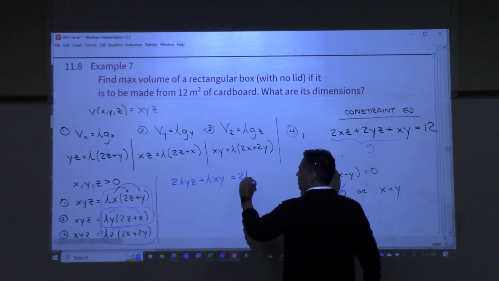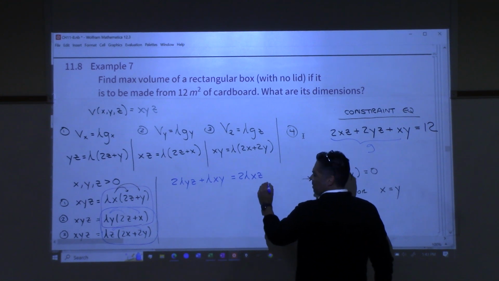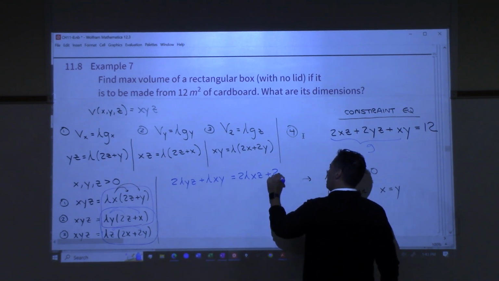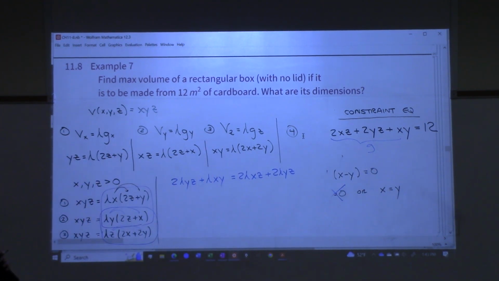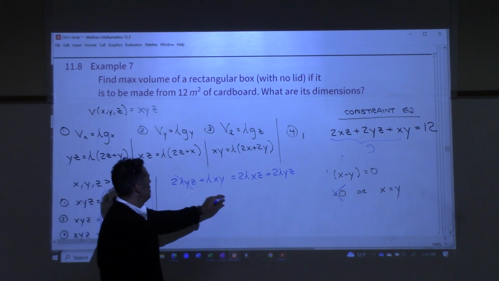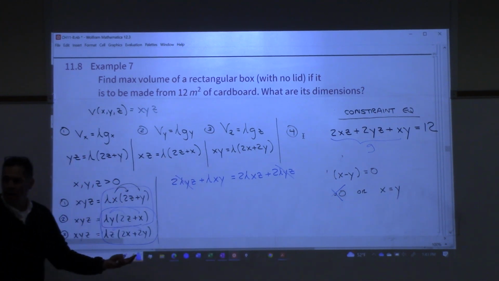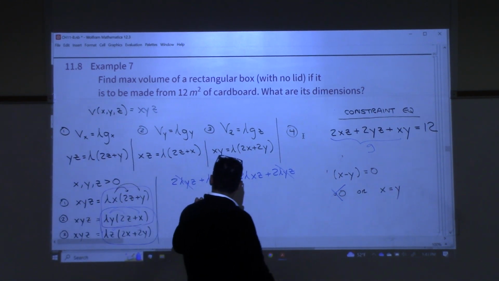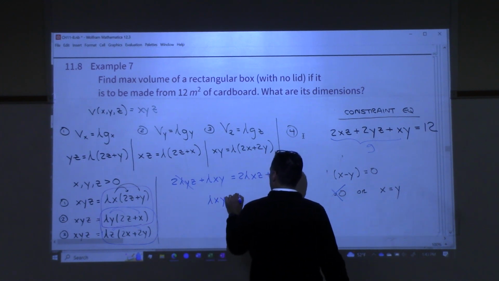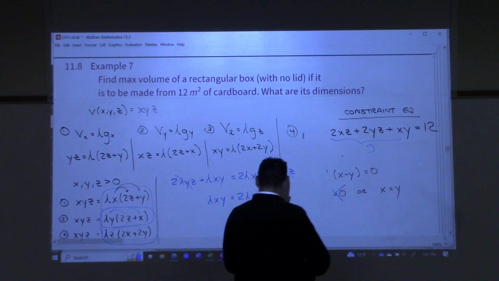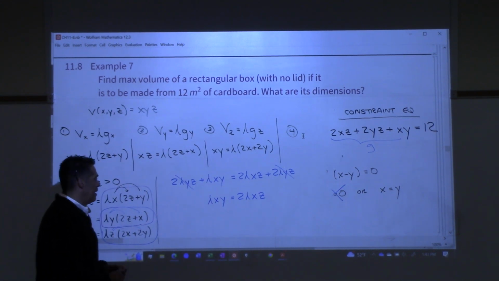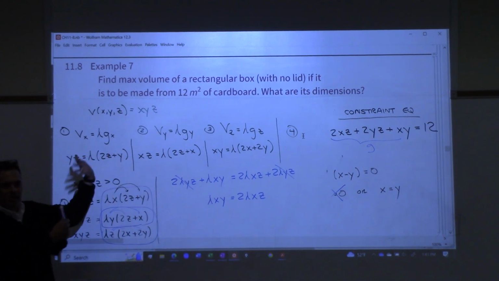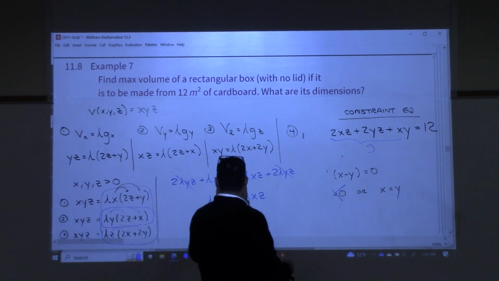So 2 lambda xz plus 2 lambda yz. Do we get similar cancellation like we did a minute ago? Those are gone, right? Subtract that on both sides. That will leave you with lambda xy equals 2 lambda xz. I can divide both sides by x. I cannot divide both sides by lambda, although I know that when I let lambda be 0, nothing's going to work, so I'll have to throw it out, but I can't do that yet.